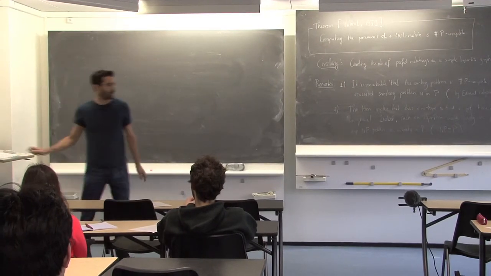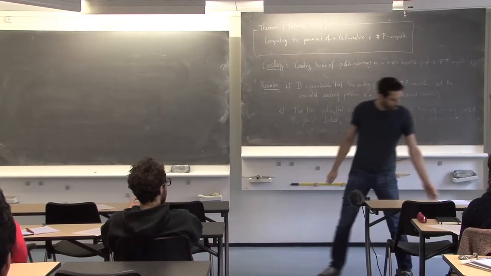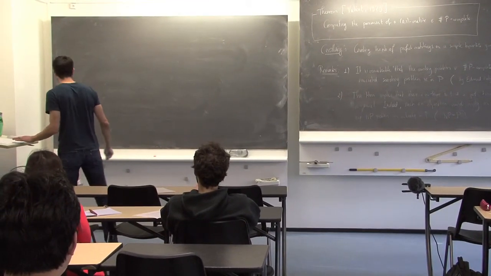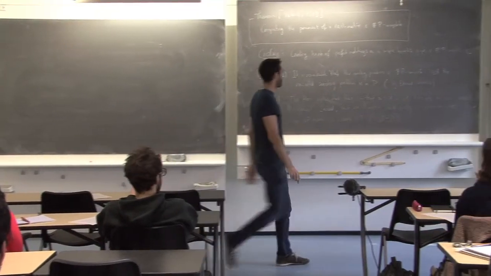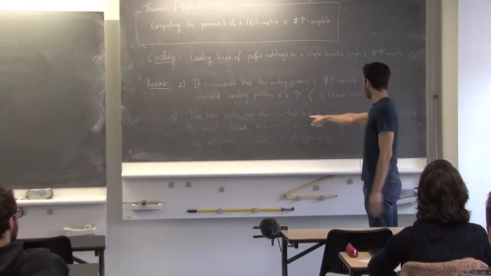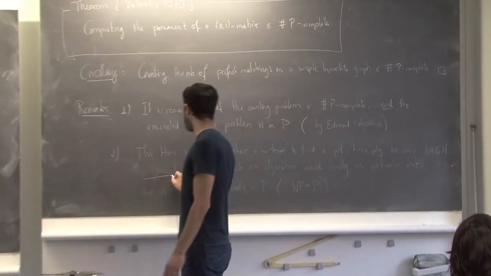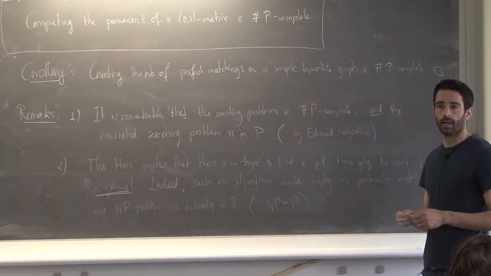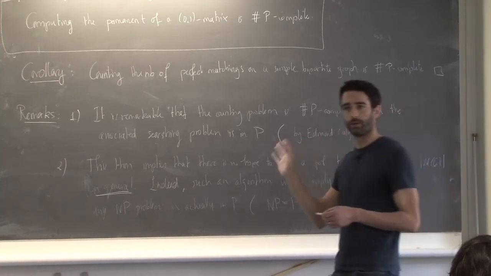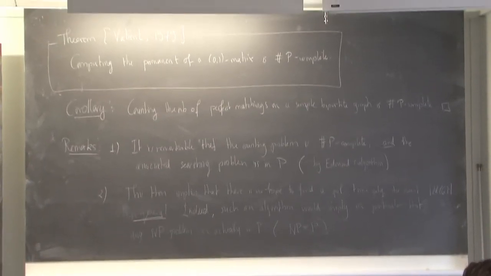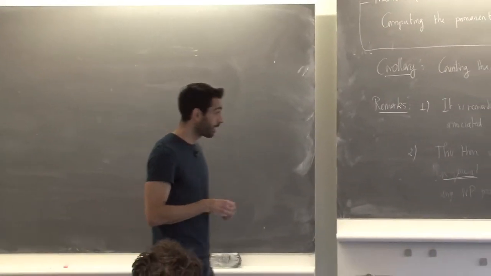So why are we not stopping the class now? Why can we still go on and say something interesting? It's because there is no hope to find a polynomial time algorithm for this in general. But you might say, okay, let's forget about the general combinatorial question. It's too hard. But maybe it's possible for some class of graphs, right? And this is the case.